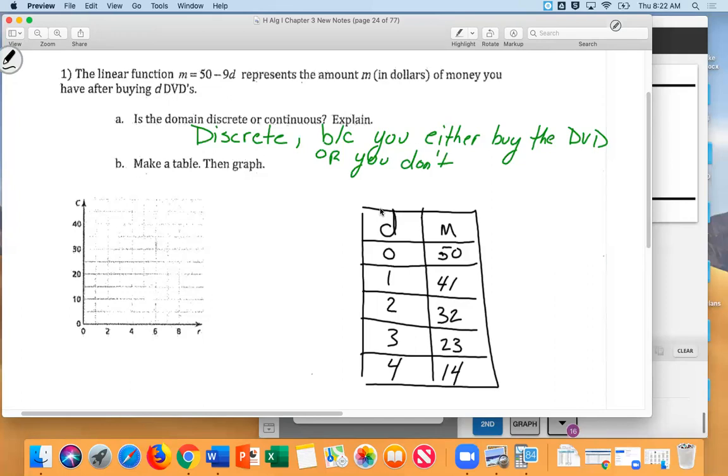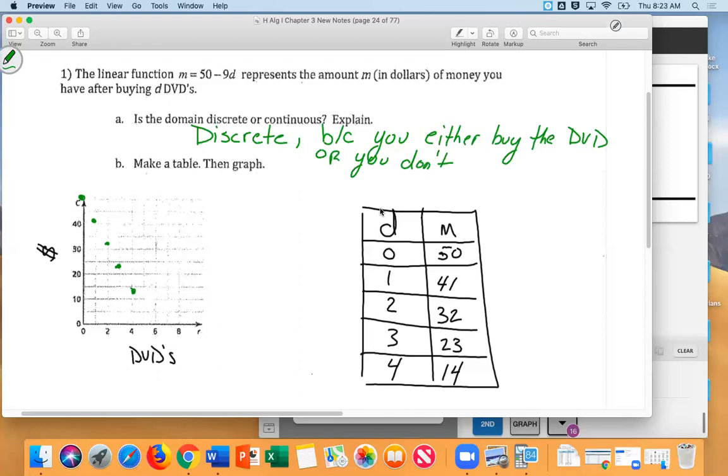Now, how does this look? Well, it already labeled this for me, so this is going to be my DVDs on the bottom and my money on the side. So I'd be at 0 and 50, so it's going to be right here. 1 and 41, so I'm going to be right there. 2 and 32, right about there. 3 and 23 would be right here. And 4 and 14, that's going to be right there.